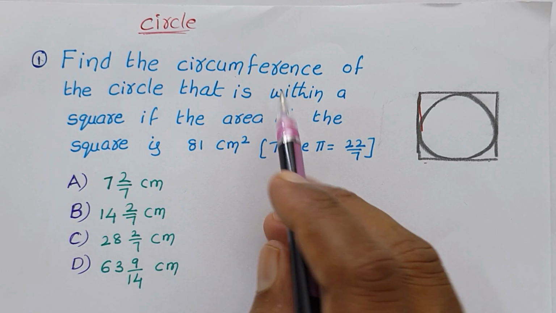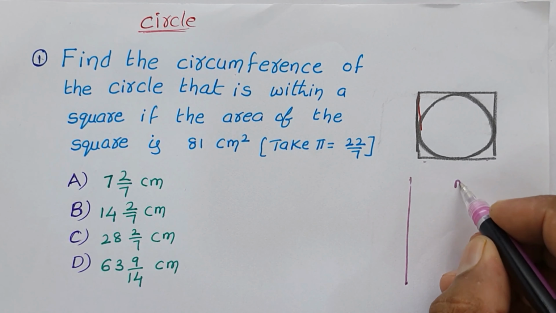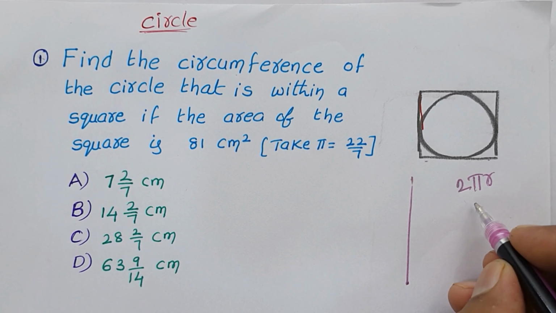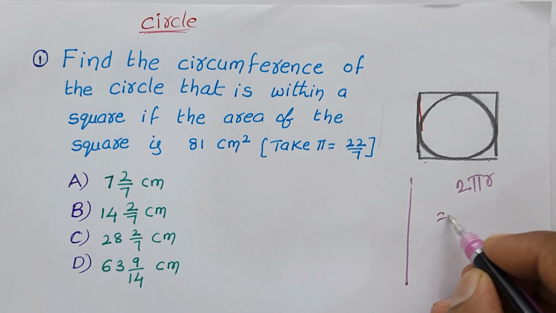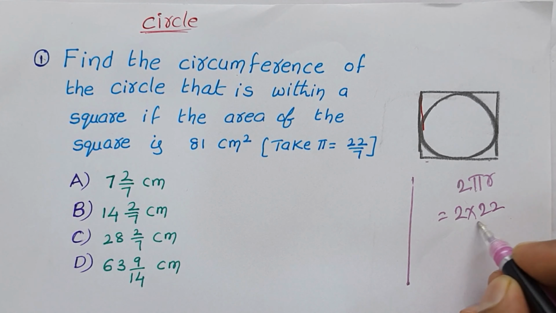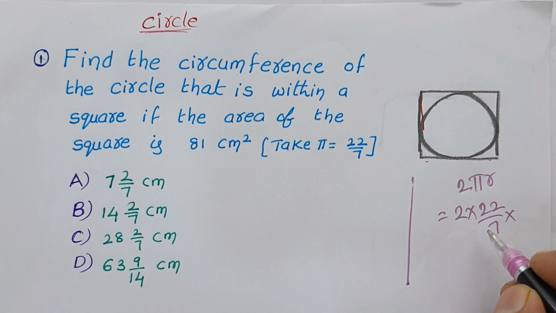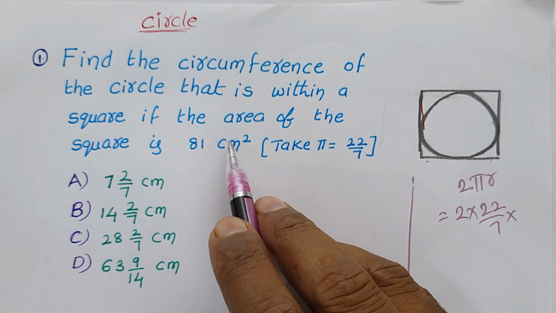To find the circumference of the circle, we use the 2 pi r formula. Circumference of the circle is equal to 2 pi r. Here, the value of pi is 22/7. Is the radius given? No. So first of all, we use the given square area.